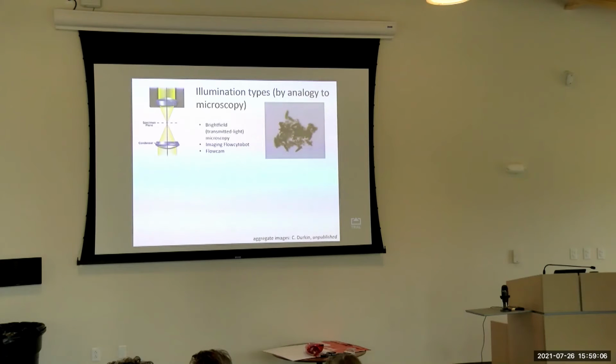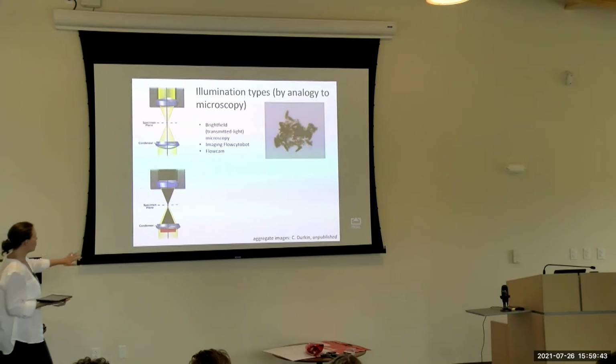You've got a light source shining onto your sample, and the light that passes through and is diffracted or absorbed by your sample is what's going to show up in your image. Some examples in common use in oceanography imaging sensors that use this mode of illumination are the Imaging FlowCytobot and the FlowCam, where the light is passing through the sample. The image on the right-hand side is an aggregate collected with bright field microscopy on a benchtop microscope.